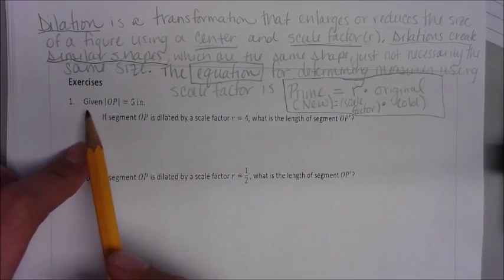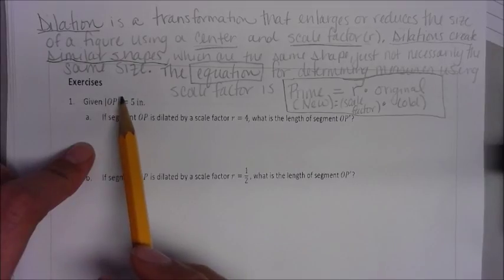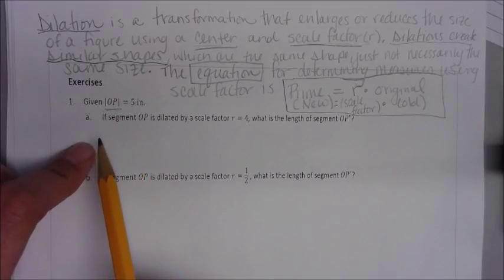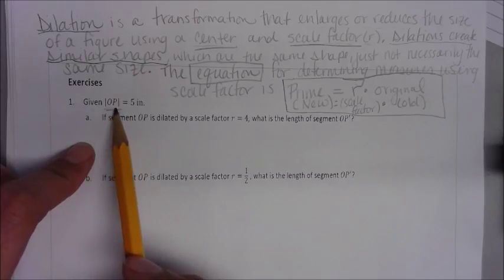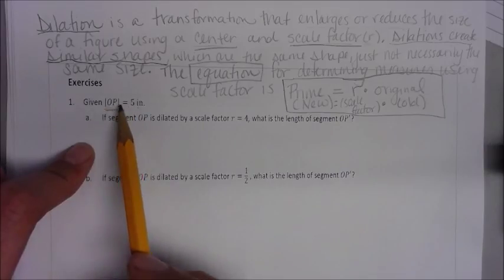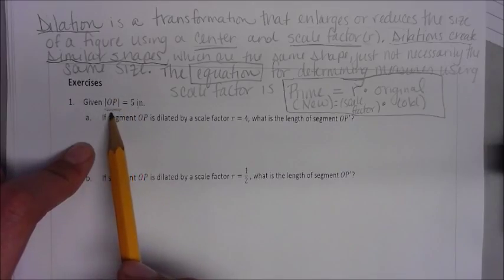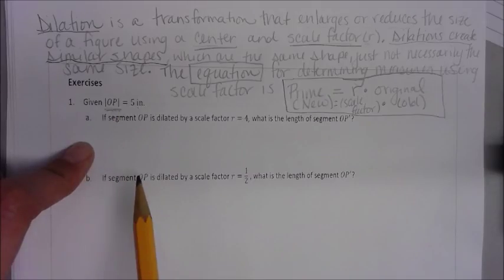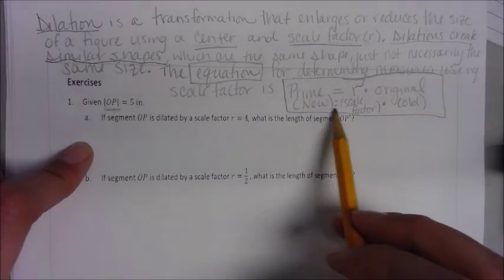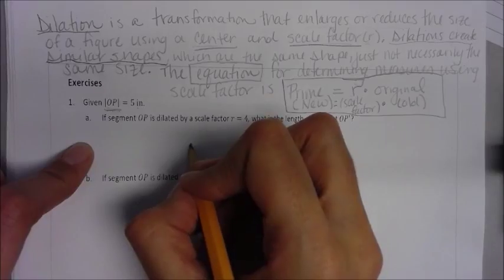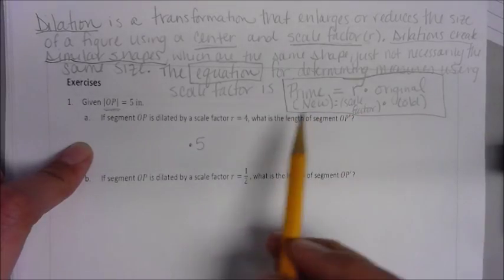So it gives us this, and it has OP in absolute value bars. What that means is the measurement of segment OP. So the measurement of line segment OP is 5 inches. Since I don't see a prime notation here at all, I can know that that is the original measurement. So we know that the original measurement is 5 inches. So if I use this right here, I know that the original would be 5 inches, so I know at the end I'm going to take it times 5 because that's my original measure.